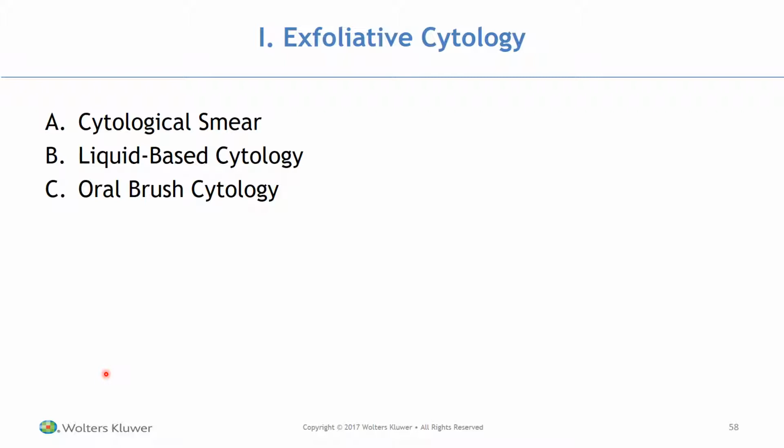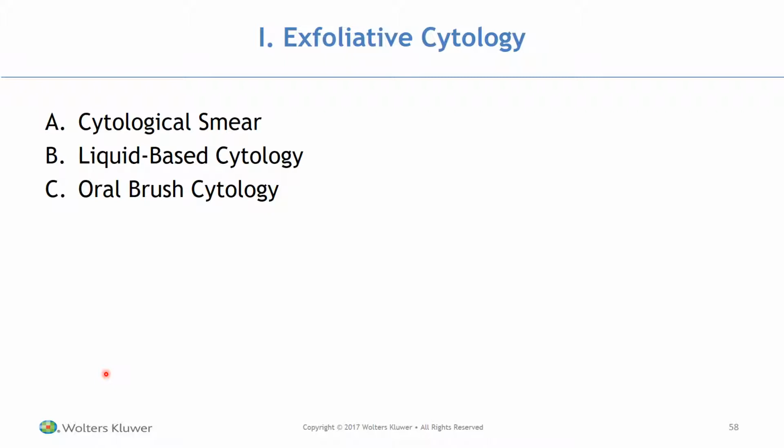So whether it's positive or negative, if it's positive, you're definitely referring them on. But a negative doesn't mean it's a true negative because maybe the cells weren't collected. Then we have liquid-based cytology. The specimen and collection device are placed in a liquid preservative to create a suspension of cells. The sample is then mailed to a laboratory for analysis.